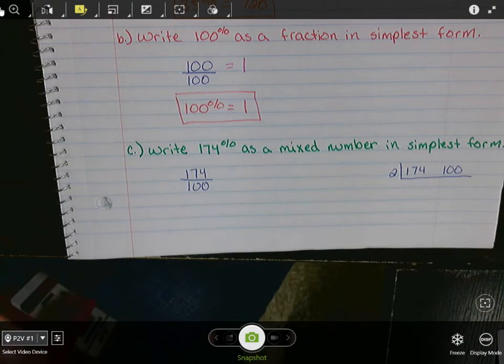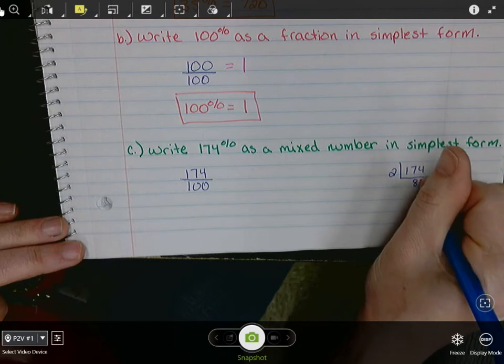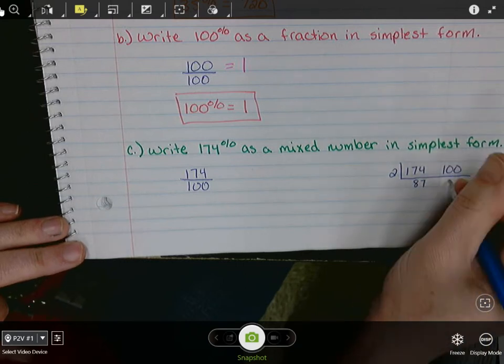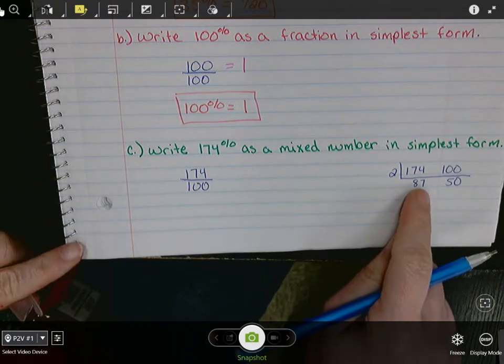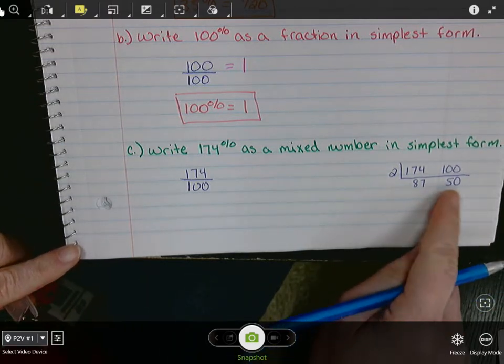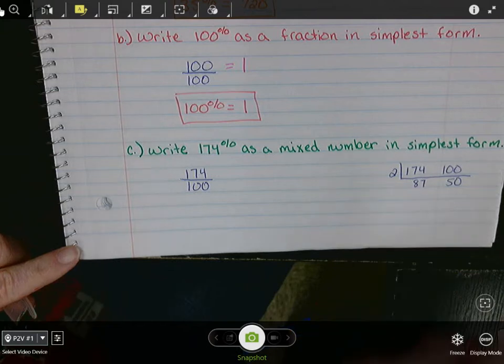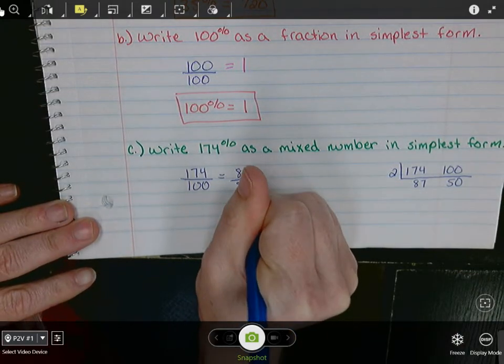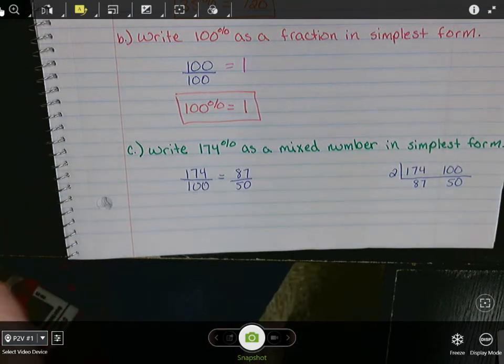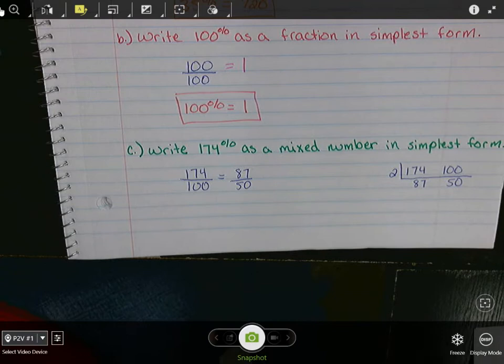Okay, 174 divided by 2 would be 87. And 100 divided by 2 would be 50. Okay, 87 and 50, they do not have any factors in common besides 1, so I just leave that as 87 over 50. Okay, and then I'm going to show you how to change an improper fraction to a mixed number using your calculator.